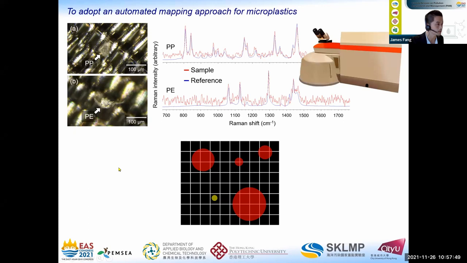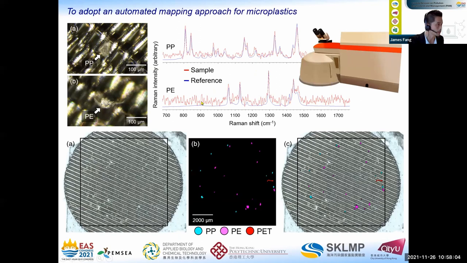Using this concept, we have developed a method to identify particles on stainless steel membrane. This is one of the results. In panel A, I show you the stainless steel membrane. On this membrane, you see some patches of biological residual, also microplastic. Panel B shows you the automated mapping approach using Raman spectrometry. In this case, we can identify three types of plastic polymer: polypropylene, polyethylene, and PET fiber, which is common in the marine environment.